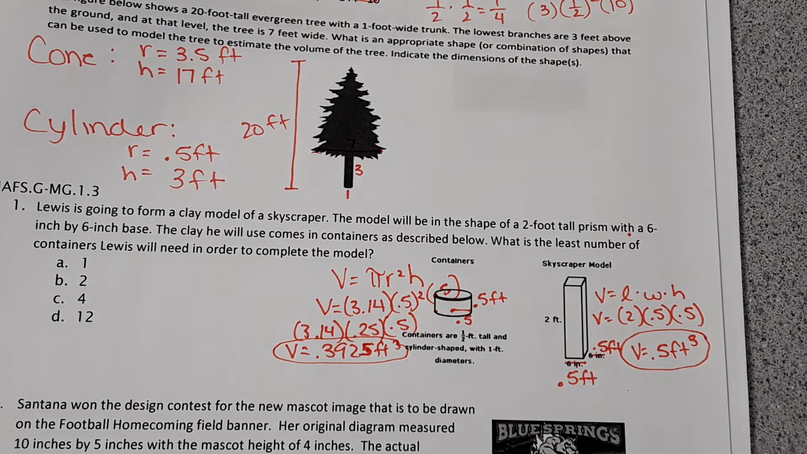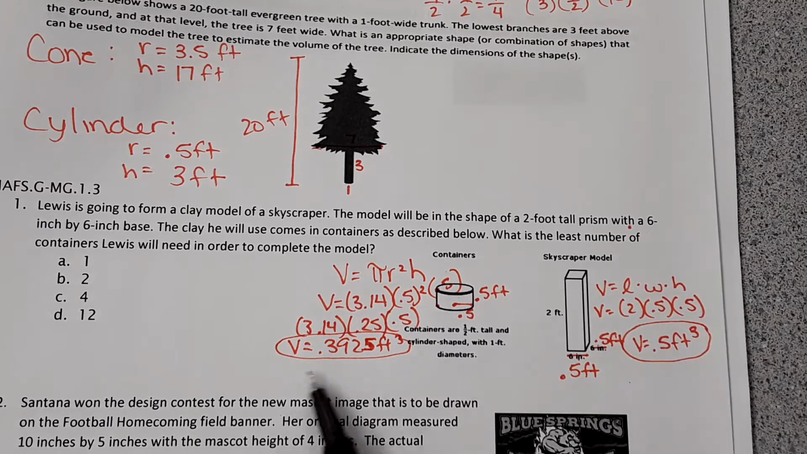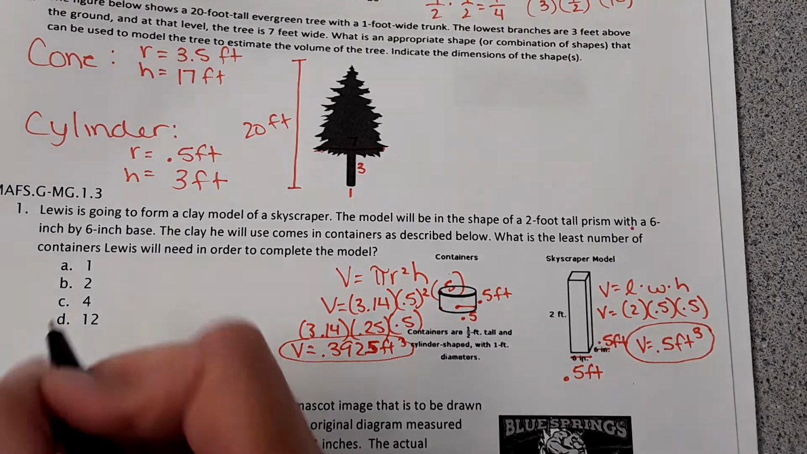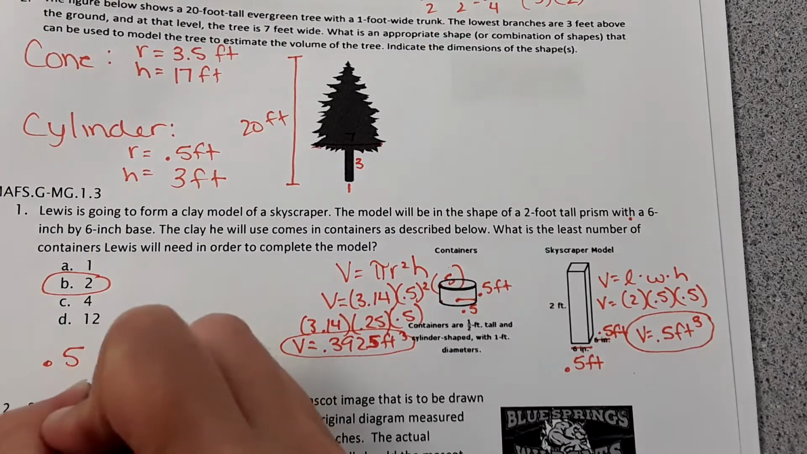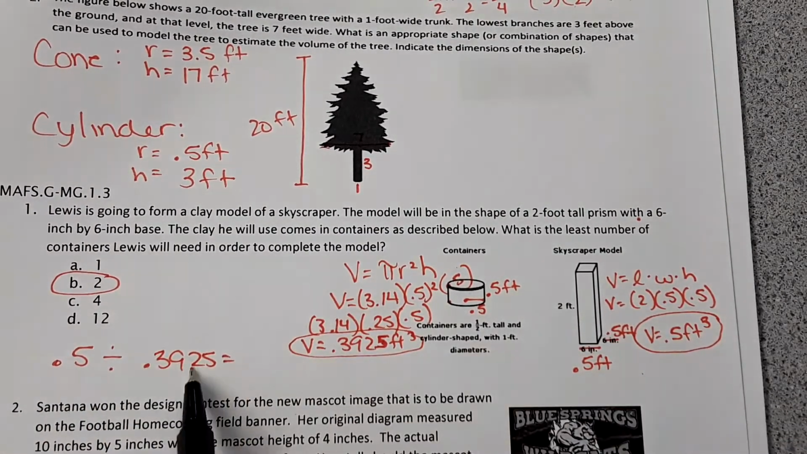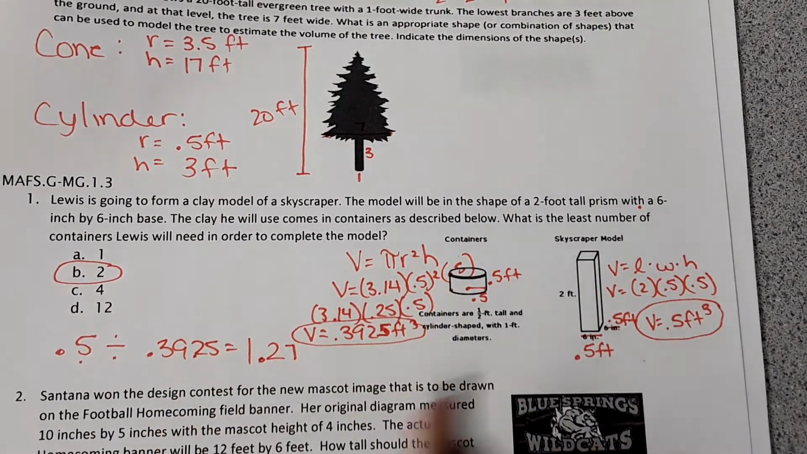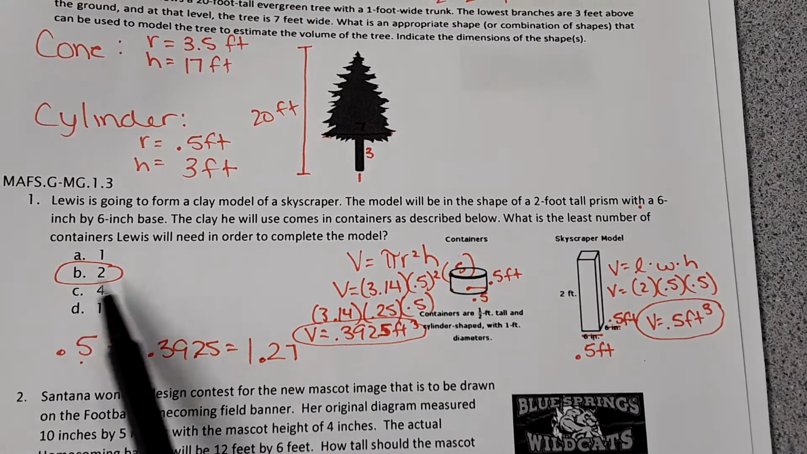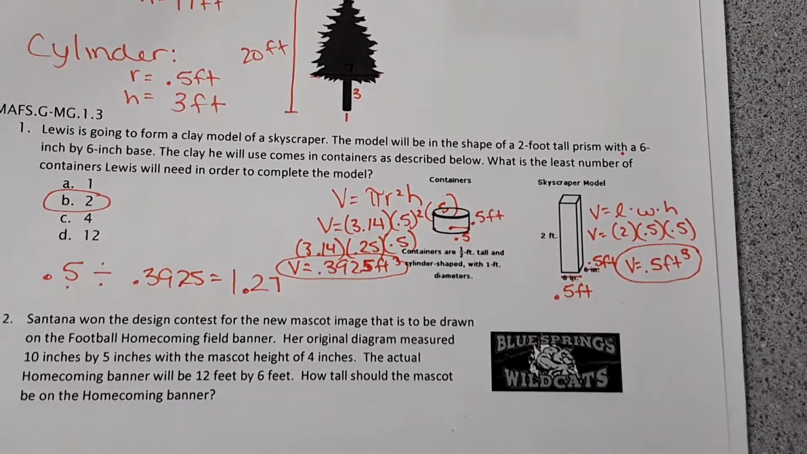So it's asking how many of these do we have to buy to make this? Well, at least one. You'd have to buy 2 containers. If for whatever reason you needed a more specific number or it wasn't so easy to tell, you could just take the 0.5 and divide it by 0.3925 to figure out how many times that would fit into there. And it fits in 1.27 times. But you can't buy 1.27 containers, you have to buy 2. Almost there, y'all.